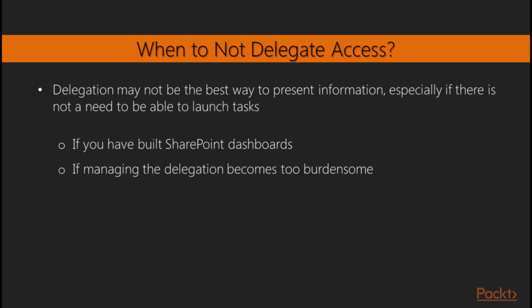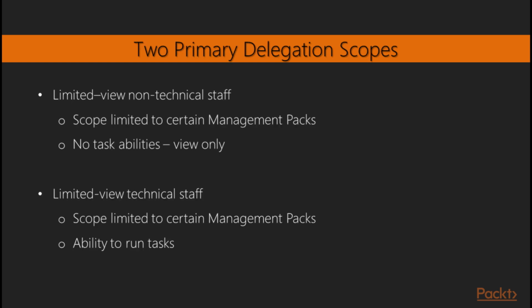It's very burdensome. So the two primary delegation scopes based on those discussions would be your limited view for non-technical staff. So the scope's limited to certain management packs. They have no task abilities. It's really a view only. And again, this is where I'm going to say probably the best place to do this is in SharePoint, okay? Because then they just see what you want them to see.